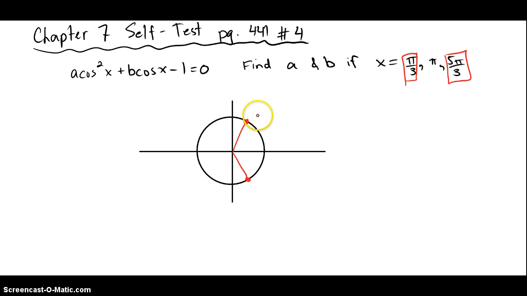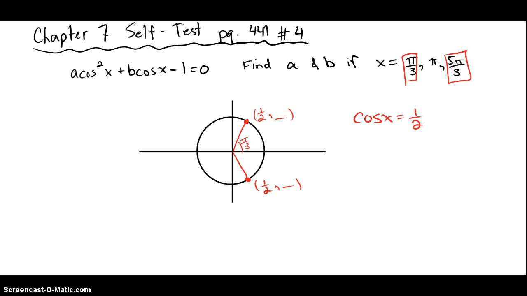Now, since it's cos, we really only care about the x-axis coordinate. And the x-axis coordinate of pi over 3 is 1/2. And here, it's going to be 1/2 as well. We don't really care about the sign right now. We're looking at cos, so that's both 1/2. So from this, I can say that cos of x is going to be equal to 1/2.